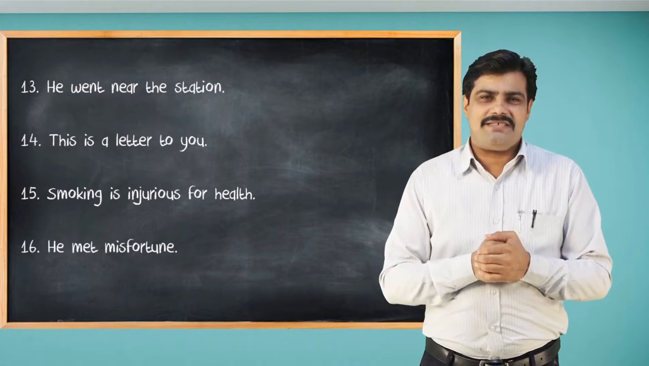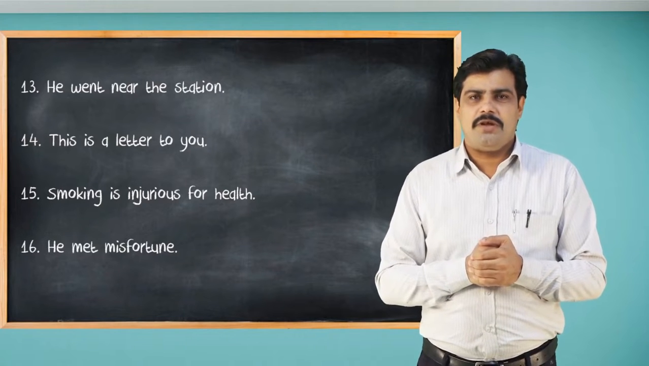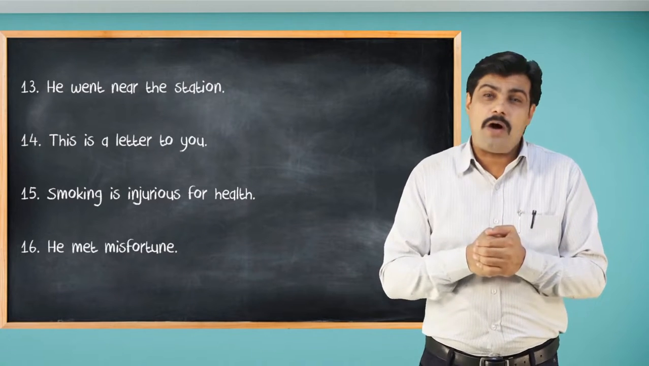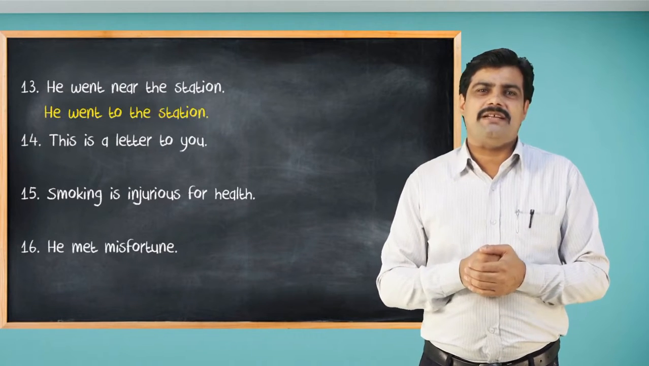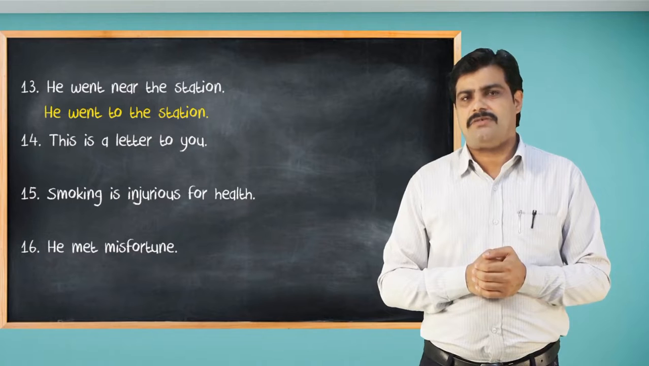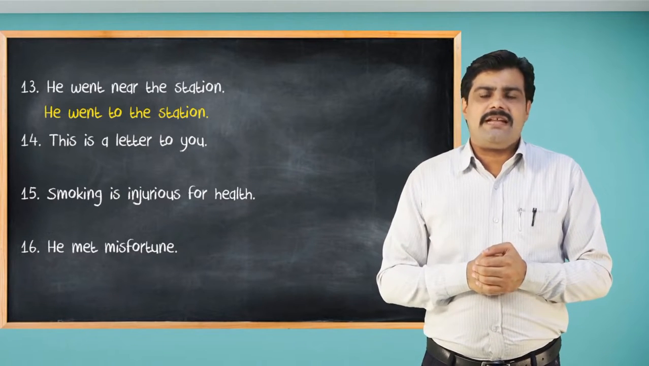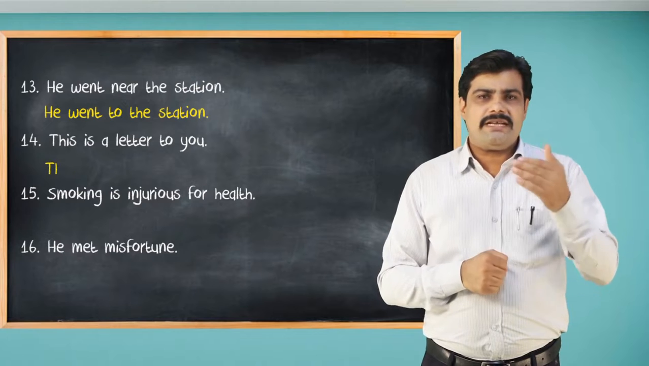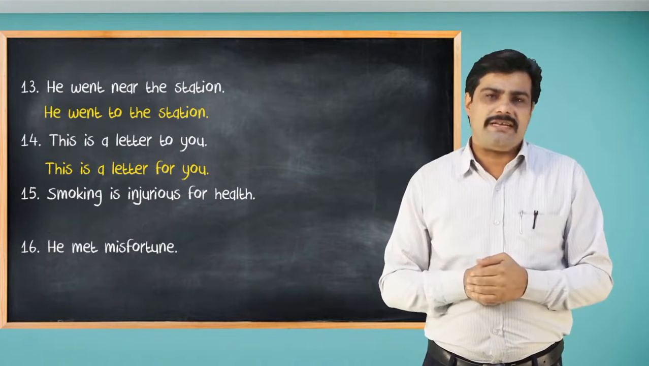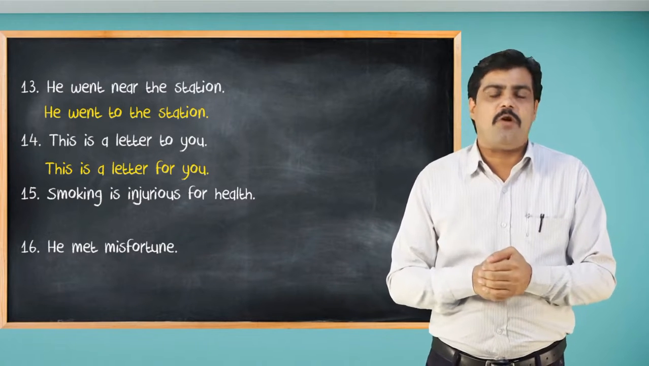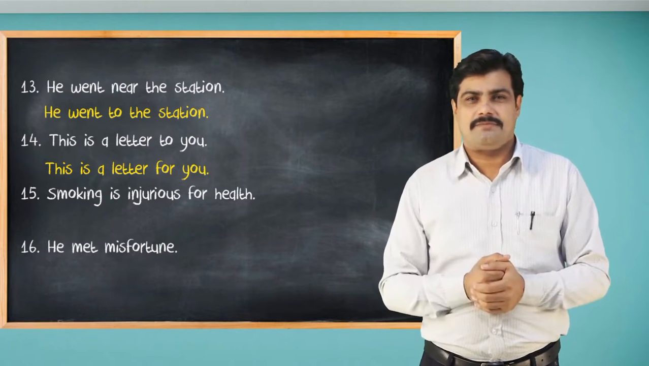In the first sentence, he went near the station. Use to in place of near because the verb go takes to after it. So say this sentence, he went to the station is the right sentence. Let's take the another one. This is a letter to you. This is a letter for you is the right expression. To is not required.